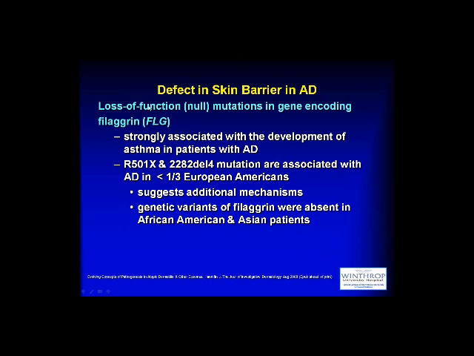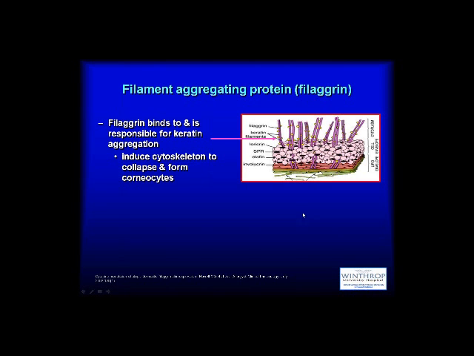Maybe over 5 years ago, the defect in skin barrier started getting the limelight in the pathogenesis of atopic dermatitis. There's a loss of function mutation in the gene encoding filaggrin, which is strongly associated with the development of asthma in patients with atopic dermatitis. These are the two mutations that are associated with atopic dermatitis in less than one-third of European Americans. Since it's only less than a third, there must be additional mechanisms in skin barrier defect. And there are genetic variants of filaggrin which are absent in African American and Asian patients. So this is just the tip of the iceberg. Obviously, there is probably a lot more of other genetic problems that we will see down the line.